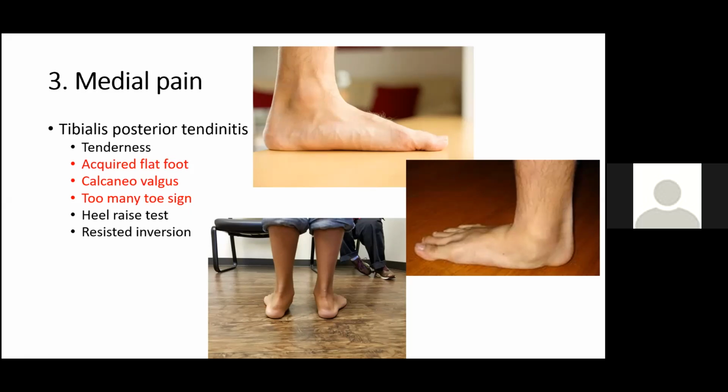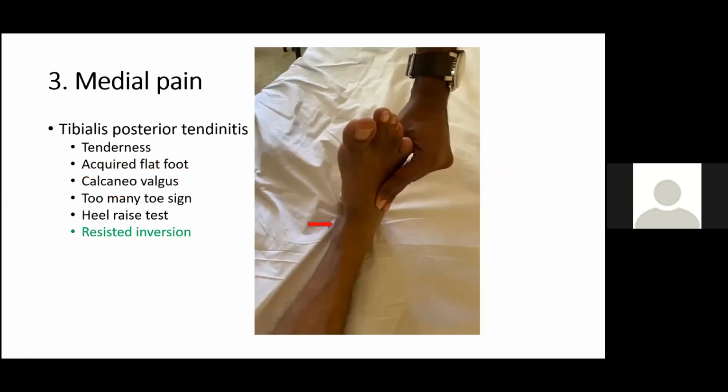But when you are assessing resisted inversion in tibialis posterior tendinitis, again, there is a confusion because tibialis anterior and tibialis posterior both are inverters. So how are we going to differentiate? Tibialis anterior is an anterior compartment muscle, which is also the dorsiflexor of the foot. And tibialis posterior is a posterior compartment muscle, which will do plantar flexion. So if you ask the patient to dorsiflex and invert, that will be done by tibialis anterior. Here, this patient is keeping in dorsiflexion and inversion. You can see the tibialis anterior being active.